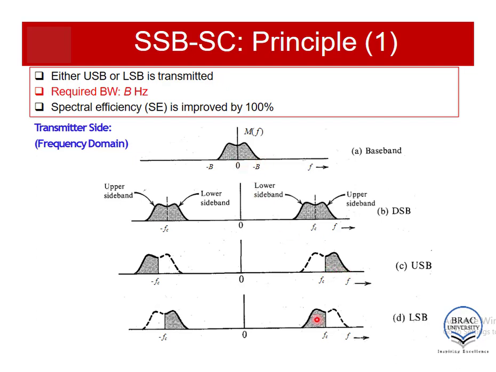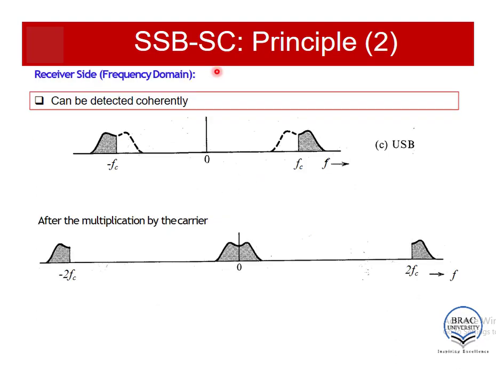Now we know what we need to transmit in the case of single sideband suppressed carrier modulation technique. But the question is how we are going to achieve this type of spectrum. This question will be answered in a moment, but let's first understand how this spectrum alone is enough to reconstruct this shape. So let's consider coherent detection. Just to remind you, coherent detection is the type of detection where we multiply the modulated signal with the carrier once again. So this was our USB signal, only the upper sideband components are present.